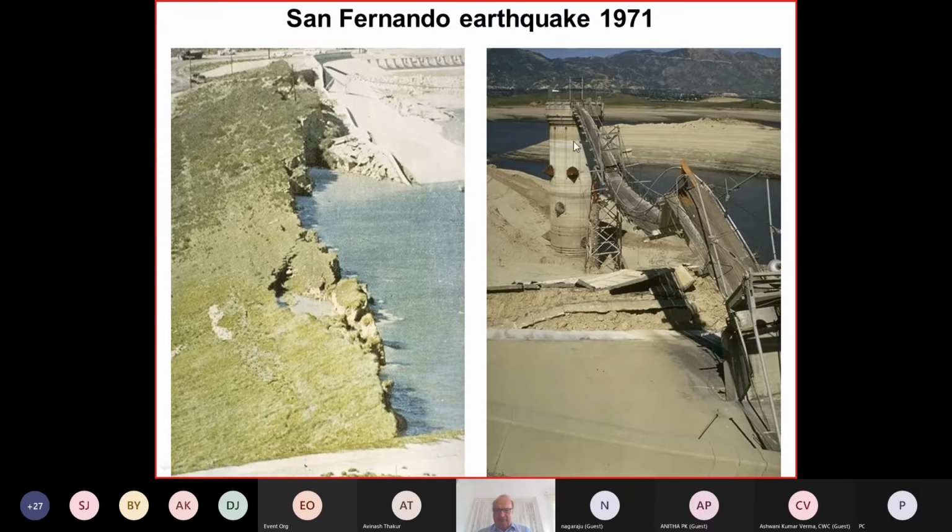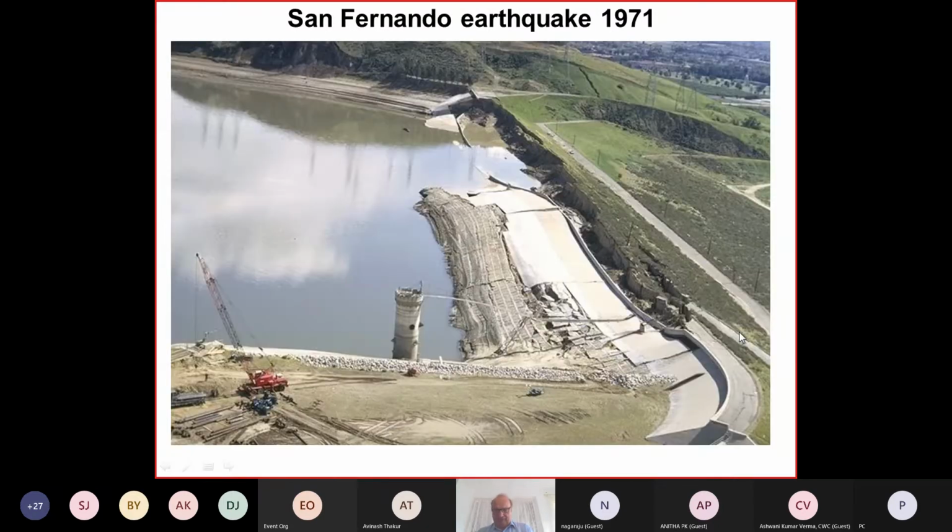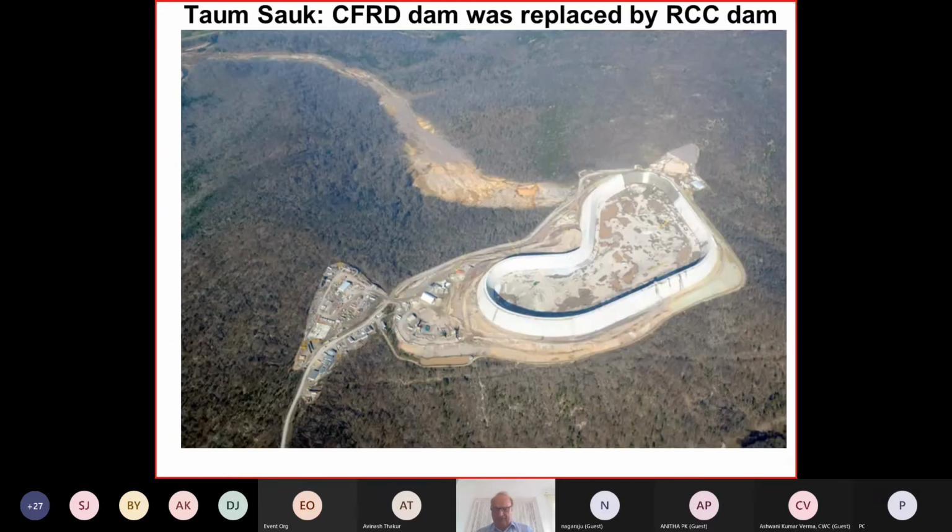We see here the access to the intake tower. The access bridge was also damaged during this strong earthquake. Okay, it's quite a big community living downstream here. So after the earthquake, the freeboard, I think, was about 1.5 or 2 meters.